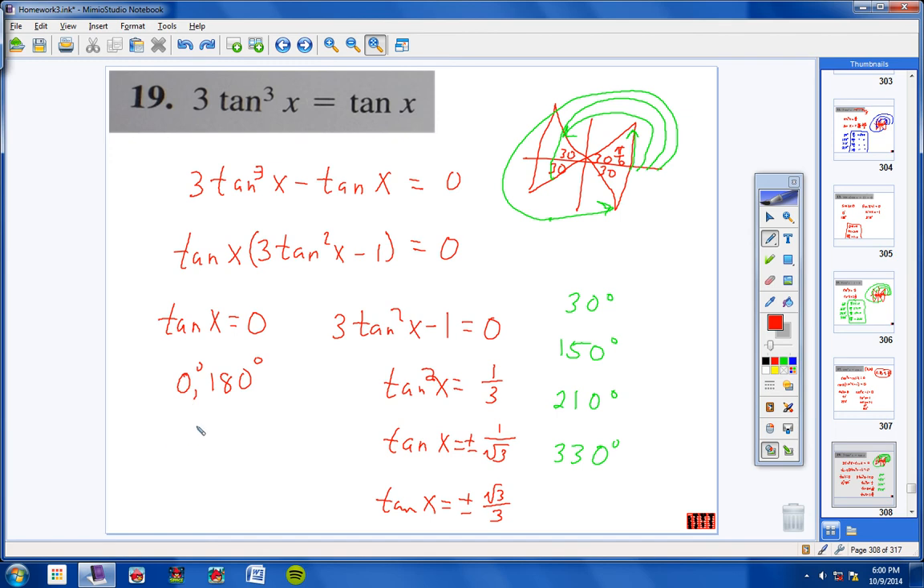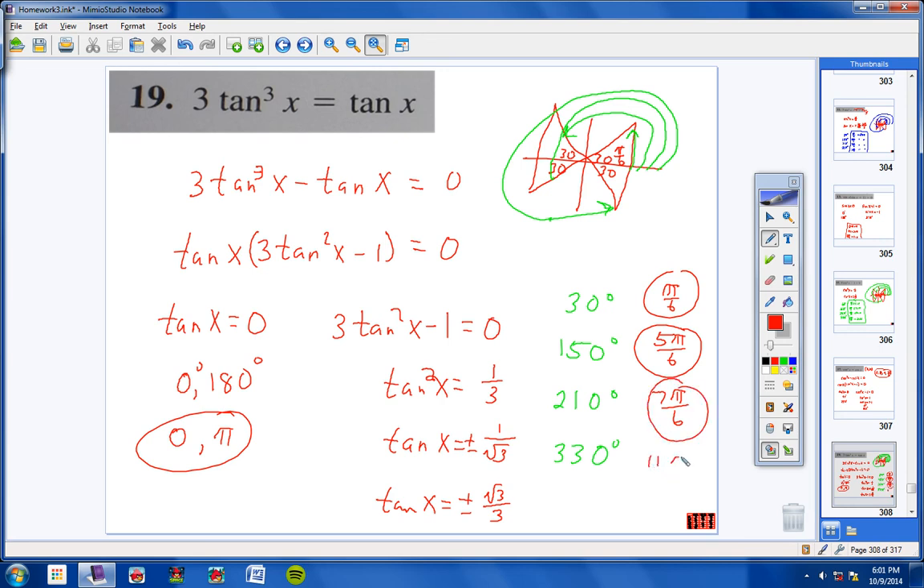And here we go. 0 would be 0 radians, 180 would be pi. So there's 2 answers. 30 would be pi over 6. 150 would be 5 pi over 6. 210 would be 1 and 1/6, so 7 pi over 6. And 330 would be 1 and 5/6, so 11 pi over 6. And let's see how our answers lined up quickly here. Everything looks good. Okay, moving on to number 21.